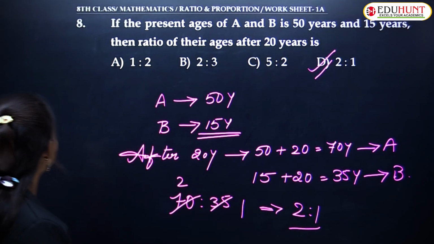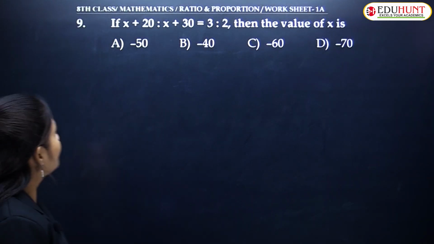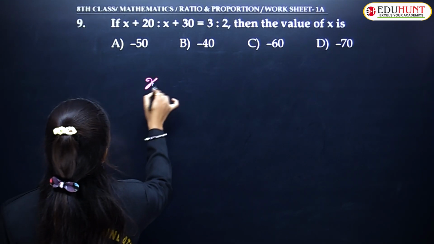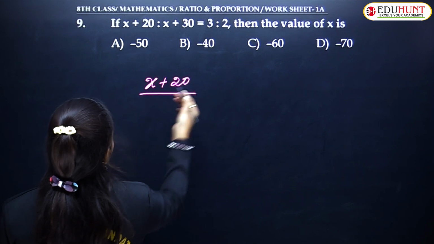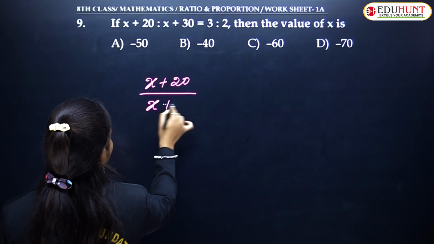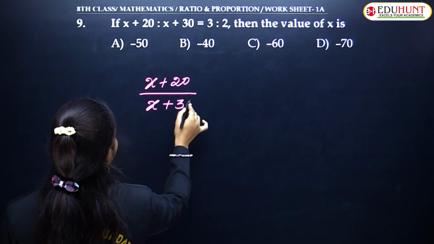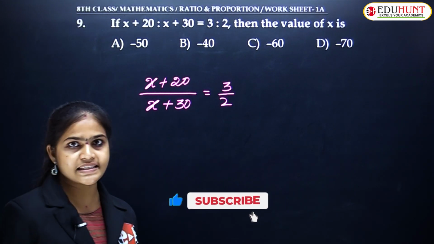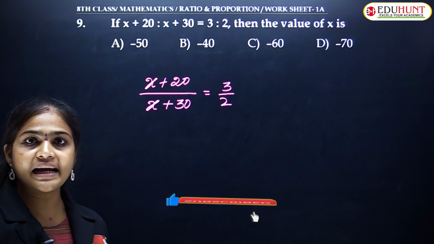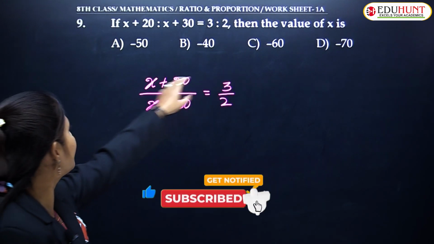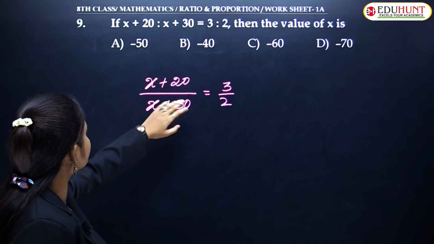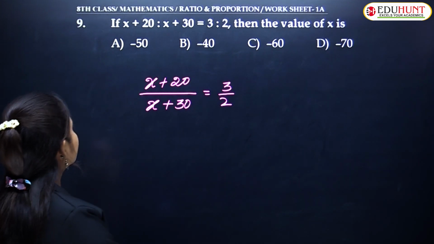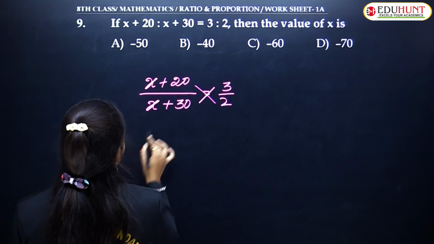Clear? Yes. Next, question number 9. What is given here? See that. If x plus 20 is to x plus 30 is equal to 3/2, then the value of x. A is to B, we can write as A by B also, no? In that manner we can write this as x plus 20 by x plus 30 is equal to 3/2. Clear? So take the cross multiplication.